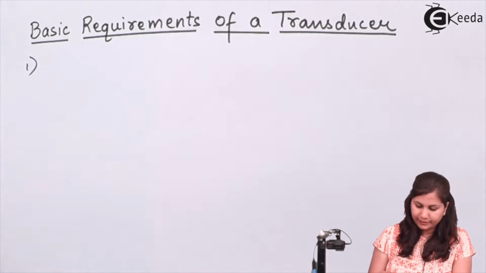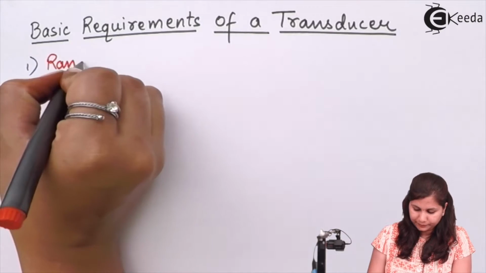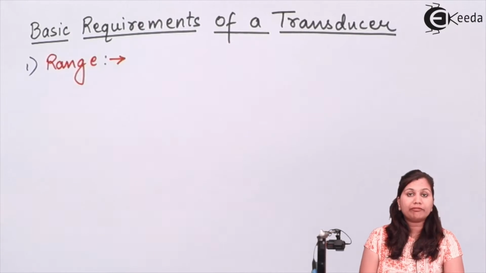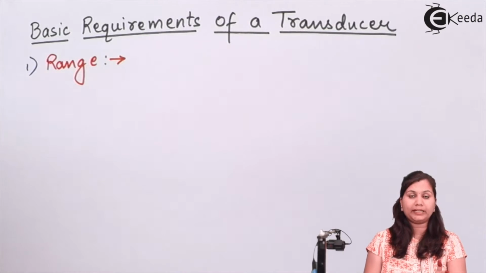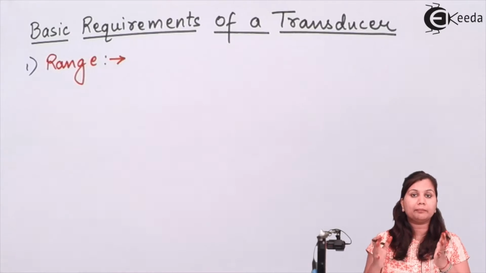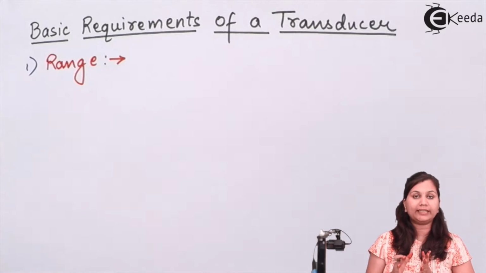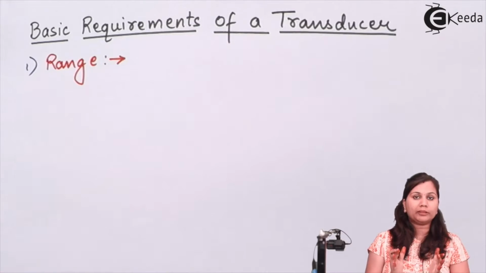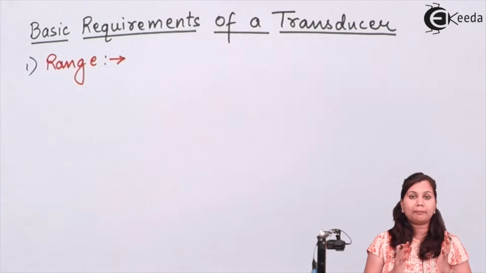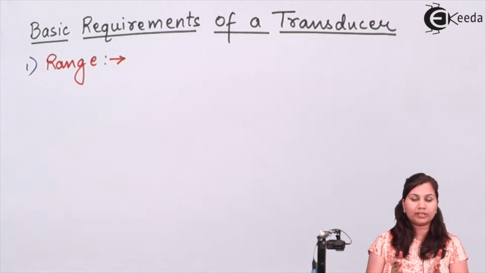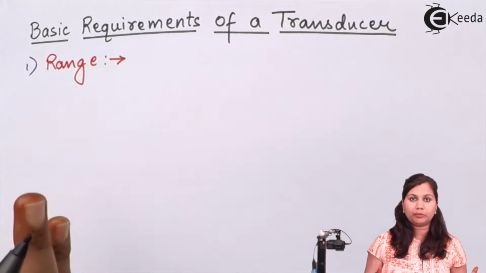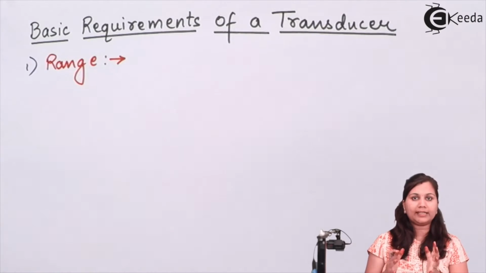First requirement is range. Range of an instrument is defined as the maximum and the minimum value of the input quantity that can be measured by that instrument. Suppose we have a thermometer. The minimum temperature that can be measured is 0 degrees Celsius, and the maximum temperature is 200 degrees Celsius. So the range of this thermometer is 0 to 200 degrees Celsius.